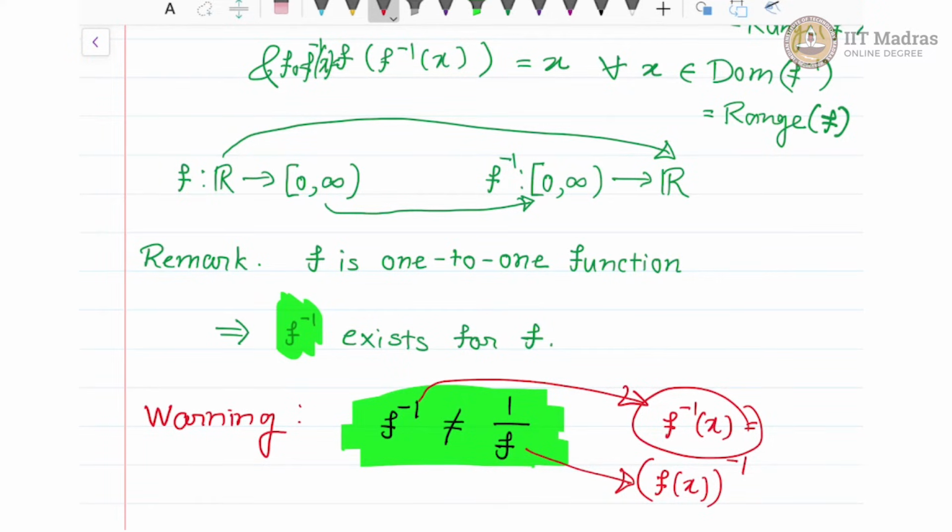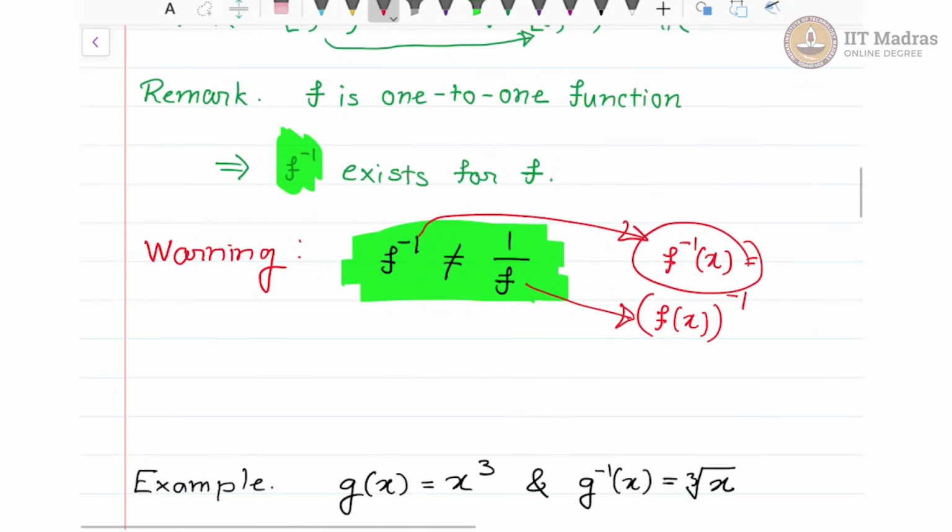Now if f is a one-to-one function, f inverse always exists for f. This you have to trust me on. I cannot prove it right now with the current tools. So f inverse always exists. Let us take one example.